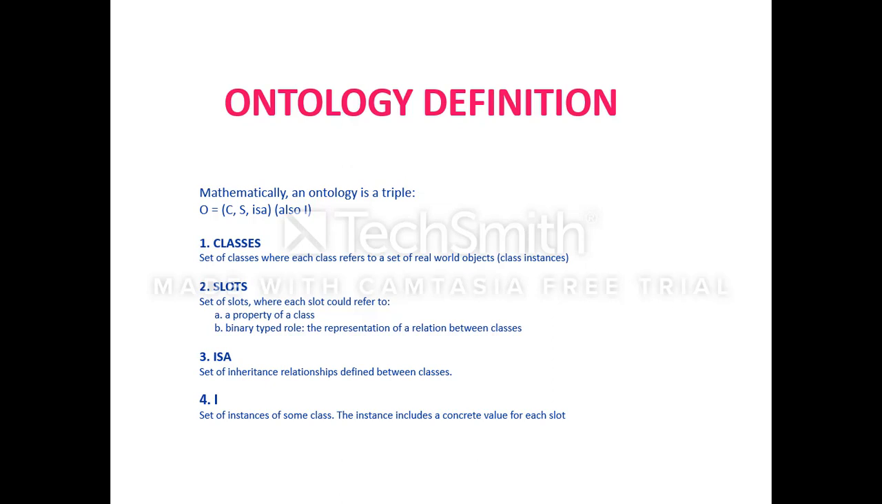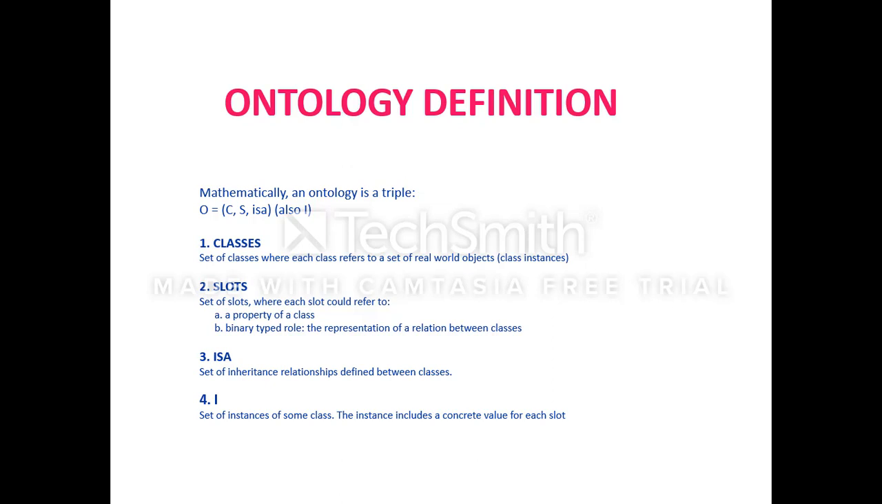A more mathematical definition is given as follows. An ontology is a triple, O equals C, S, ISA, and also I, where C is a set of classes, where each class refers to a set of real-world objects which are class instances. S is a set of slots, where each slot could refer to a property of a class or a binary typed role, the representation of a relation between classes.